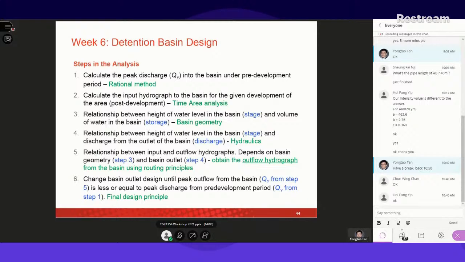So we will need to use the time area method to determine the inflow hydrograph, and we also use hydraulic routing to determine the outflow hydrograph. So this is quite important. We need to get these two. For detention basin design, we need to know these two hydrographs.